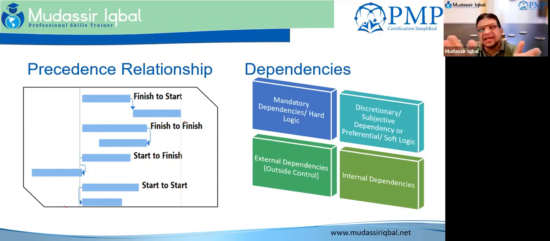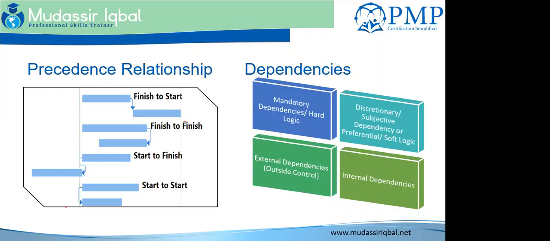So we have taken the example of the room construction. Can you tell me what are the mandatory dependencies? So in order to lay the carpet, you would have to paint the room first to be able to complete that room. So there's a mandatory dependency between the two activities.